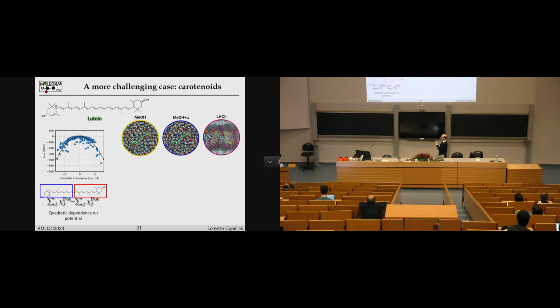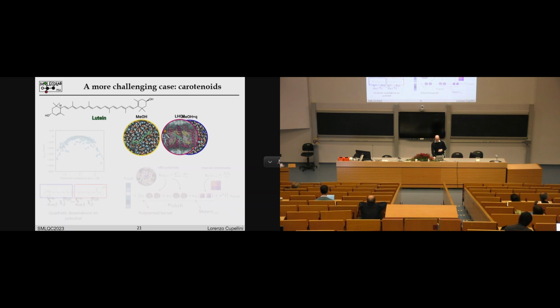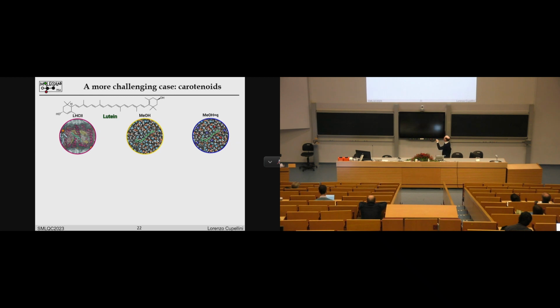So the first effect would be second order. We actually already heard about this yesterday. So this would be some kind of effect of polarization. So we changed our kernel, and for the environment we use a polynomial kernel to be able to capture the nonlinearity of the shift with the potential. And then we trained again the model on the complex and cross-predict in other environments.